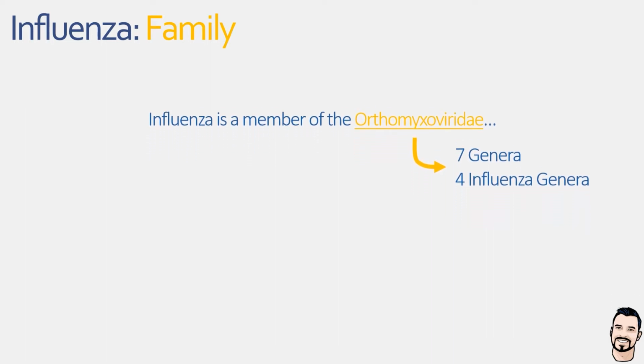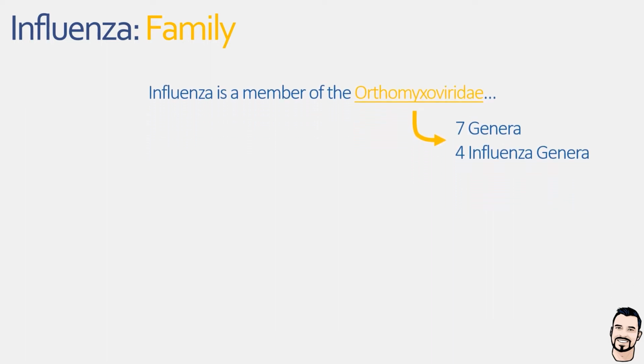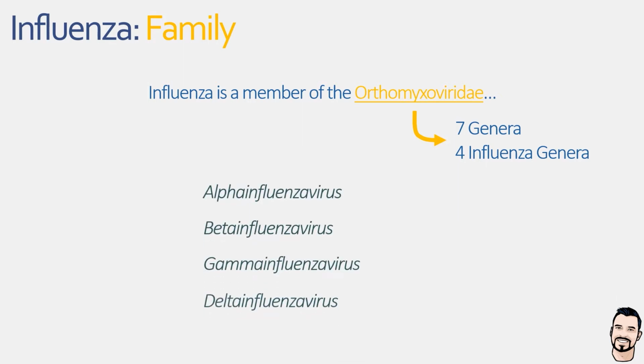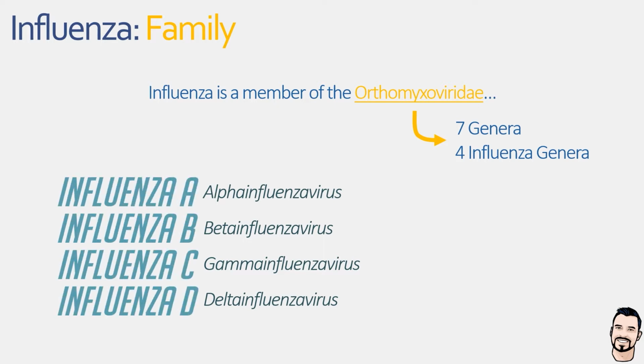So the 4 genera of influenza viruses are alpha influenza virus, beta influenza virus, gamma influenza virus, and delta influenza virus. And for anyone that is good with their Greek alphabet, you'll notice they are essentially called influenza A, B, C, and D viruses. Now, in some textbooks and journal articles, they will only state 3 genera of influenza viruses, which is technically wrong, but also right.